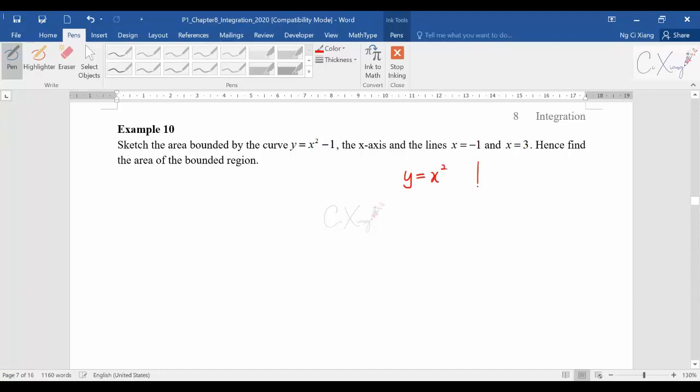The original graph comes from x squared. So what's the x squared? It is a U shape. And when you want to transform it to x squared minus 1, what happens? You move the graph 1 unit down, right? So that means this point now becomes -1. By using a little bit of maths knowledge, you should be able to know that this is -1, this is positive 1. Okay, so I'm going to sketch the graph here.